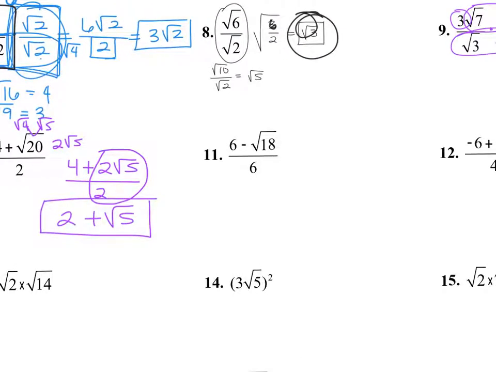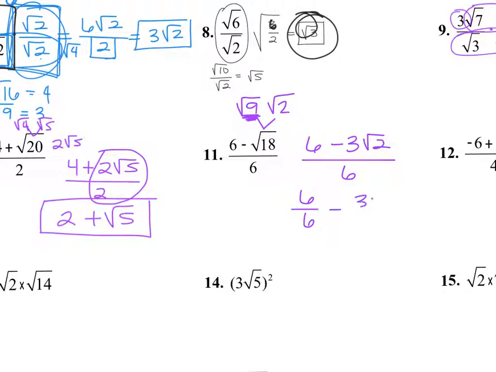All right, this one. Square root of 18. We can simplify that. What do you simplify it to? 9 and 2. So it's 6 minus 3 rad 2 over 6. Okay? If we break that up, basically what we're saying is 6 over 6 minus 3 rad 2 over 6. We're doing this because you have to divide by 6 on both parts. Okay? What's 6 over 6? 1.